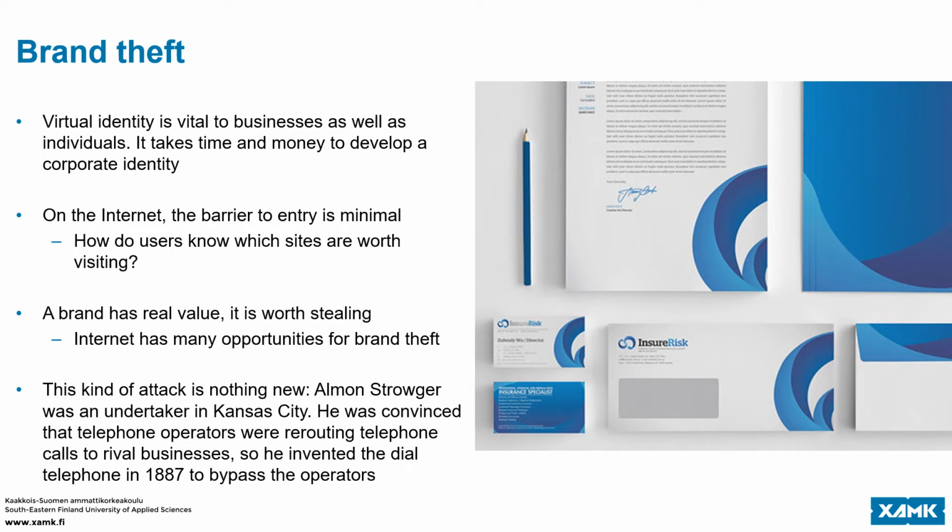For instance, the dial-up telephone, the system that we now use, using telephone numbers to call someone, was invented by an undertaker by the name of Almon Strowger. He was convinced that telephone operators at the time were rerouting telephone calls from him to rival businesses, so he ended up inventing the dial telephone in 1888 to bypass the operators altogether.